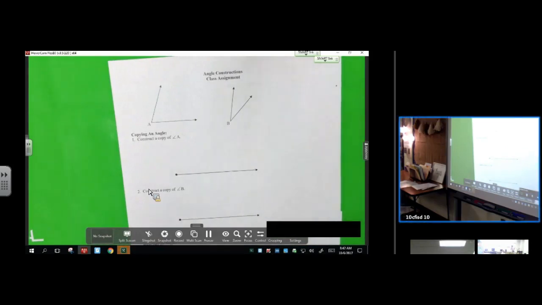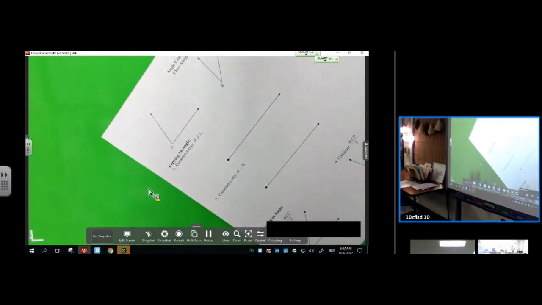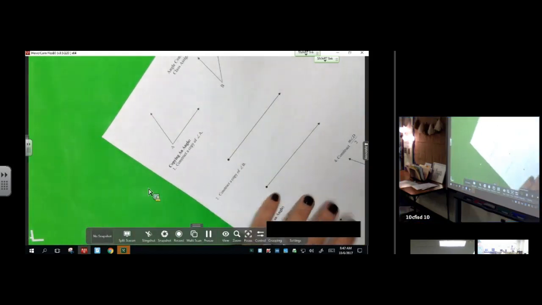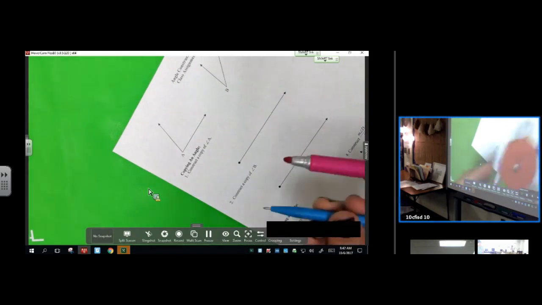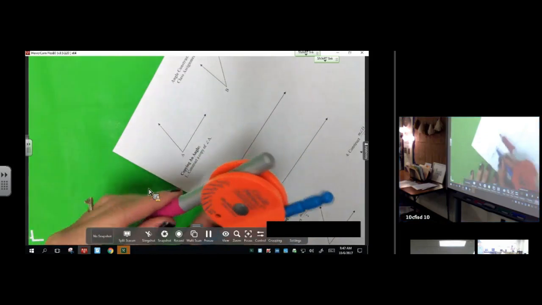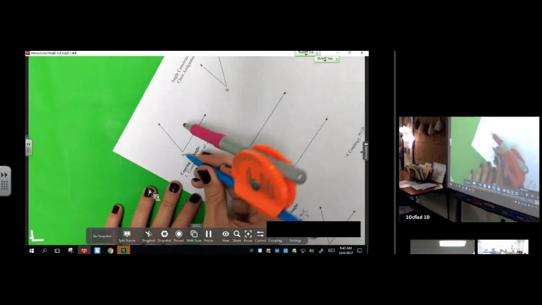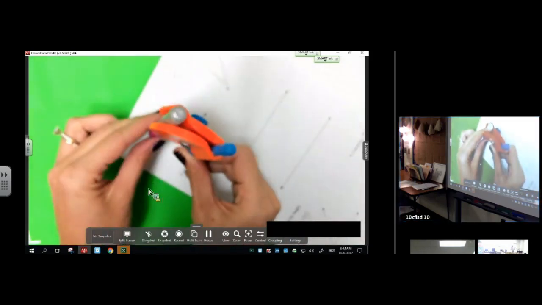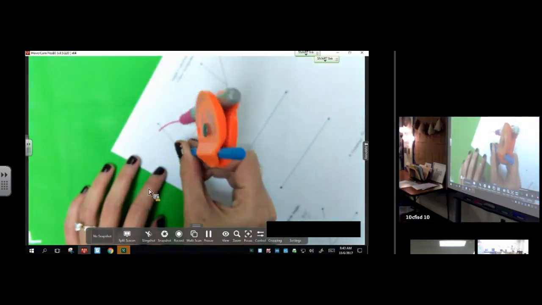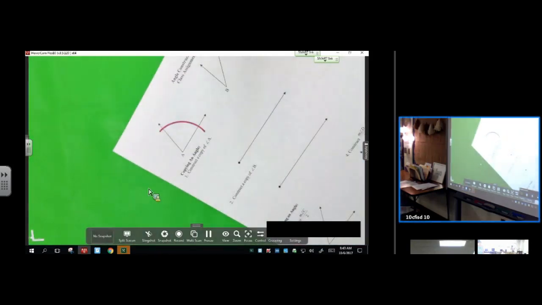There are 3 steps to copying an angle. The first thing that you do is make an arc, pretty much any size you want, as long as you don't go past the end. So the first thing I'm going to do is put my needle on the vertex. Very important that it's on the vertex. And I'm going to make an arc.